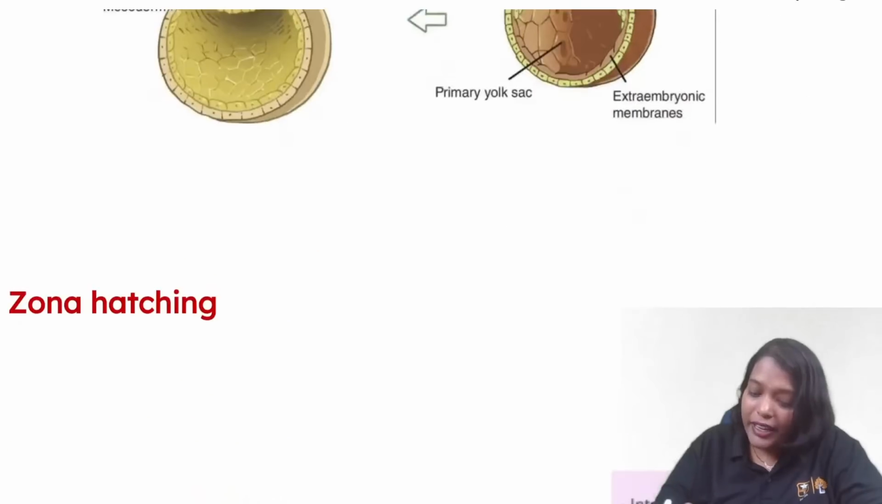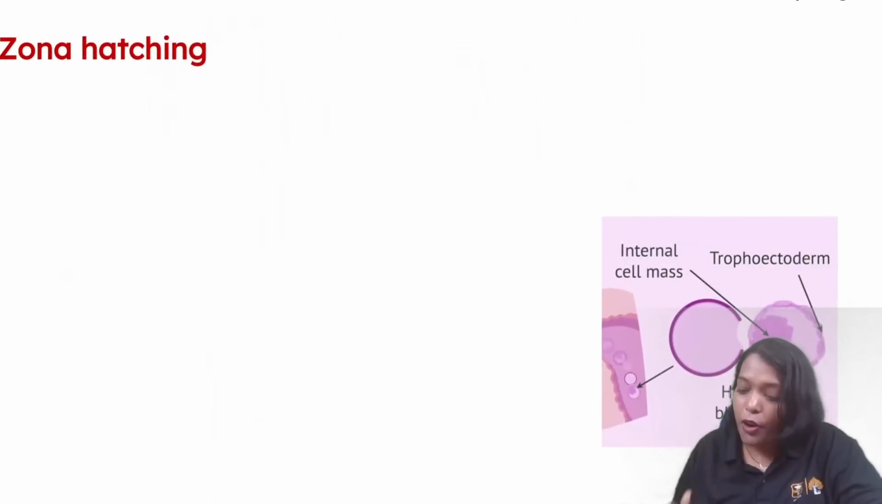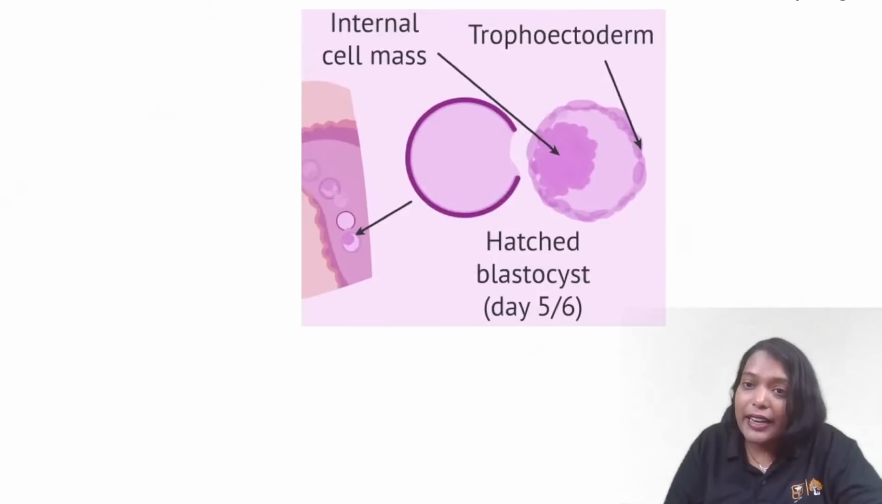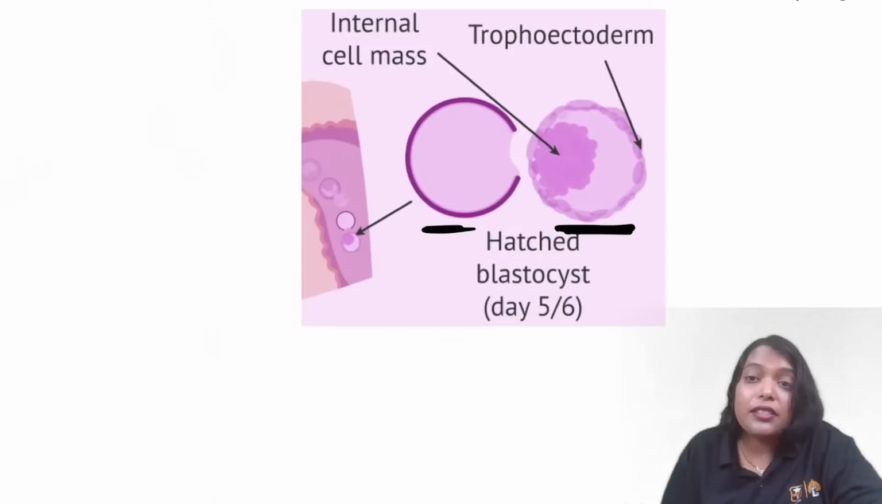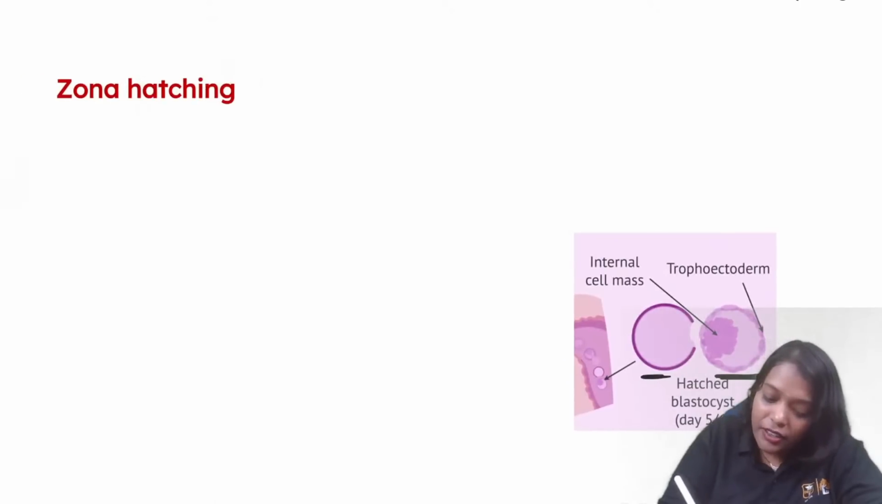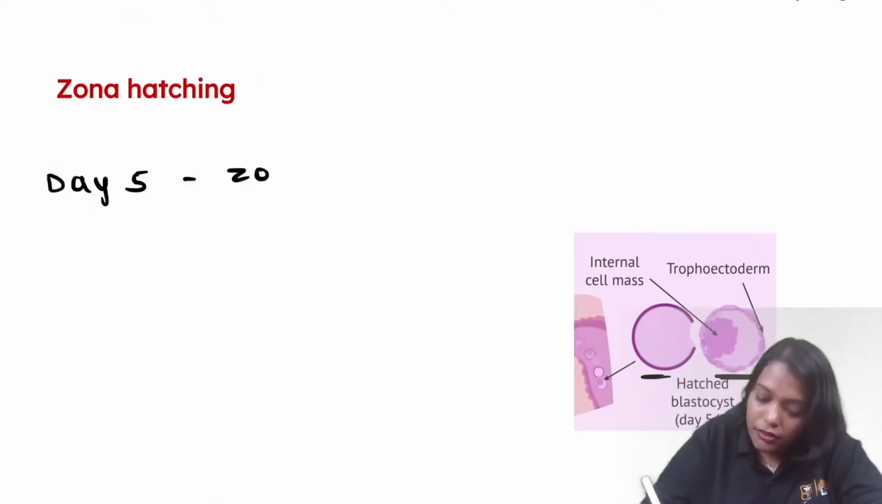So day 5, apart from the blastocyst formation, there is one more thing happening, guys. So all this time blastocyst is present inside the zona pellucida. So day 5 में blastocyst will be released out from the zona pellucida, and that is called as zona hatching. So what is the second event which is happening on day 5? So day 5 you are also having the zona hatching.